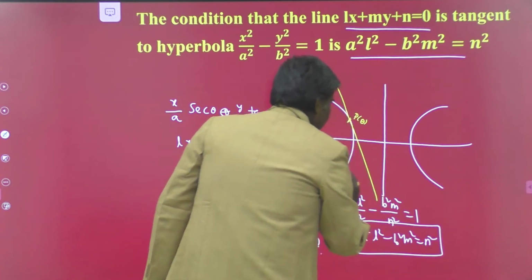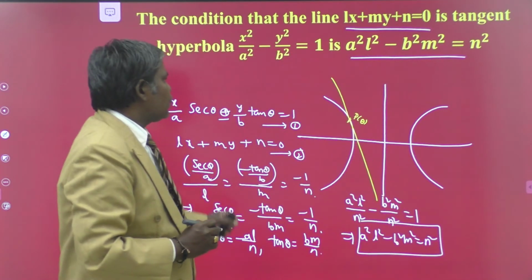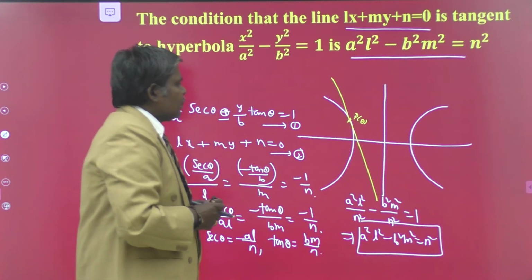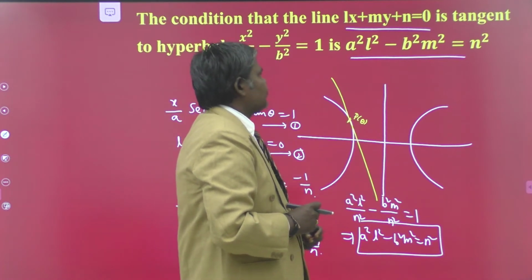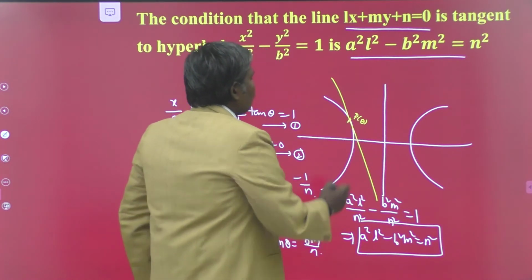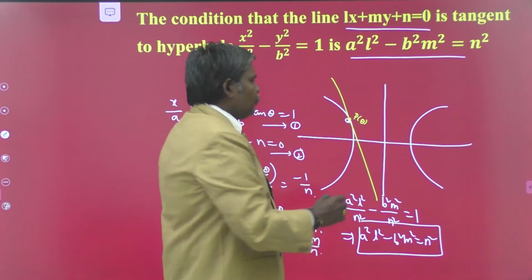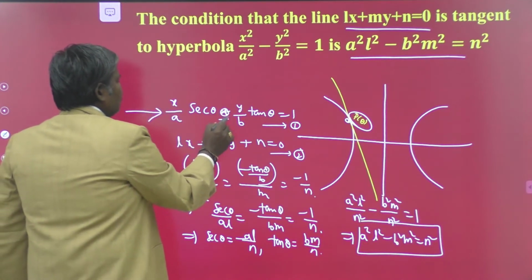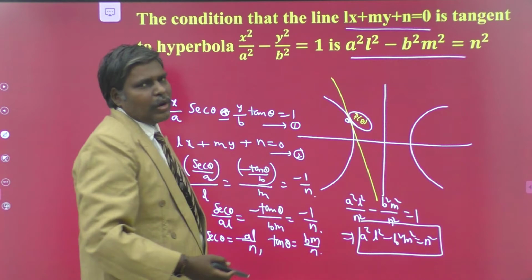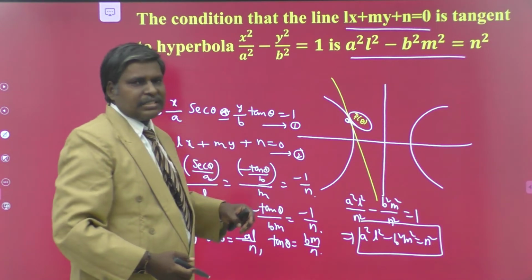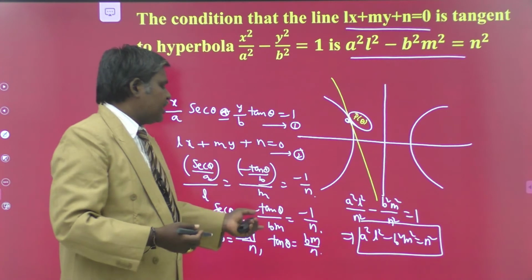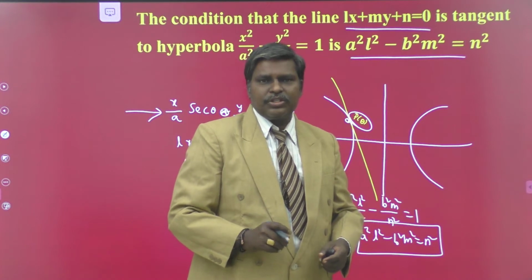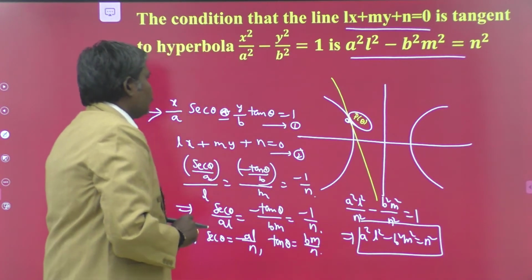This is the condition that the line Lx plus my plus n equal to 0 is tangent to the hyperbola. So, the line is tangent to this hyperbola at, say, P of theta. We know that the equation of tangent at P of theta is x by a secant theta minus y by b tan theta is equal to 1. Now these two equations represent the same line. Comparing like coefficients and eliminating theta, we obtain the condition a square L square minus b square m square is equal to n square. Okay. Next one.